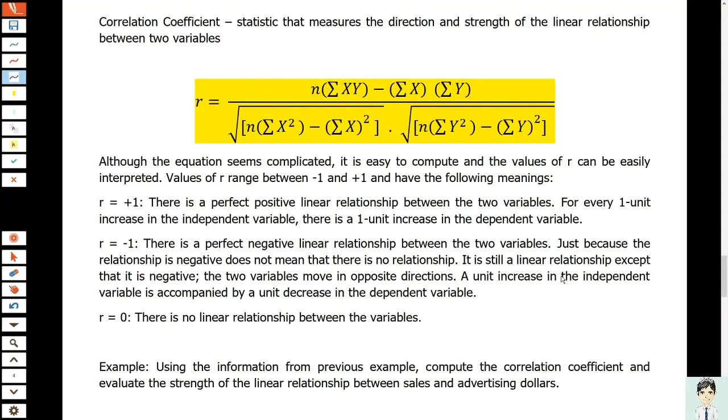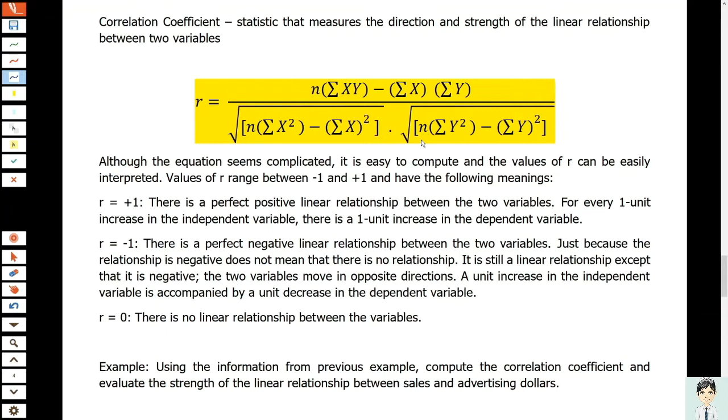Parang yung example natin doon sa regression analysis, 'di ba? Yung sales and advertising, yung relationship ng dalawa. So in correlation coefficient naman, it is the statistic that measures the direction and strength of the linear relationship between the two variables. So ito yung magiging formula natin for the correlation coefficient.